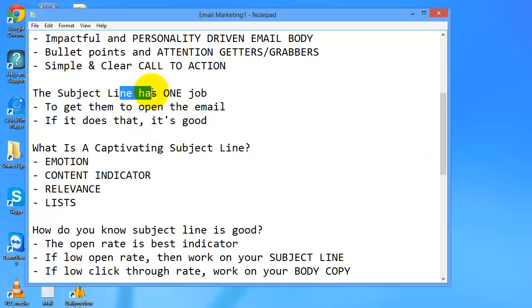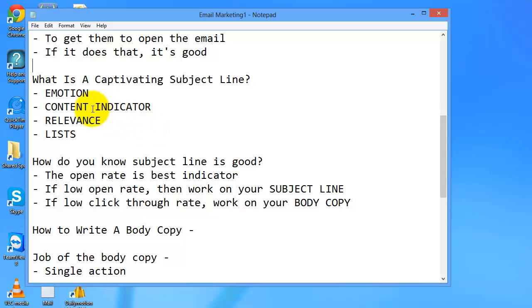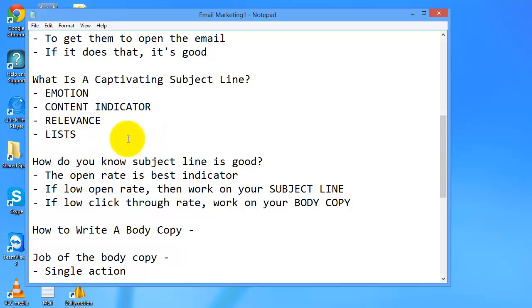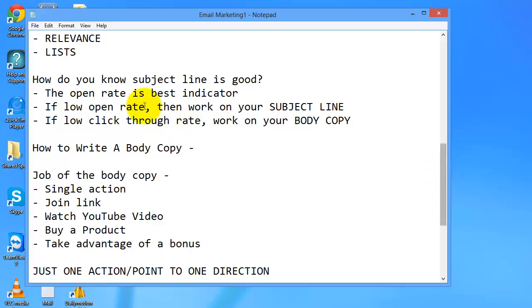What is the job of the subject line? It is just to get the email opened. We discussed how to use emotions, content indicators and relevance to create a captivating subject line. Then, how do you know if your subject line is doing well? The best indicator is the open rate in your autoresponder.